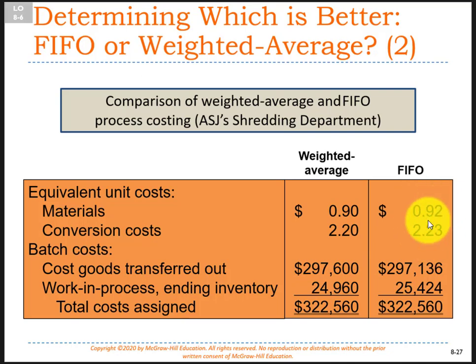Now, again, this increase in costs that we find in FIFO is going to happen faster under FIFO if our costs are increasing. We'll get that signal faster than if we use weighted average, because it's kind of averaged in with some old units in the weighted average method.